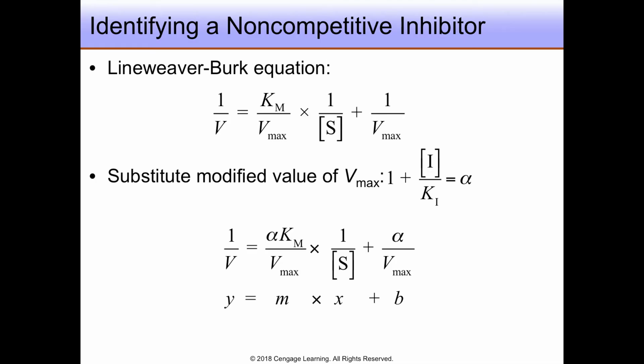Now let's see what happens to the Lineweaver-Burk equation. Since Vmax is decreased by alpha, then 1 over Vmax would be increased by alpha. We need to include the alpha term in both the y-intercept and the slope, since the term 1 over Vmax is in both. This alteration of the Lineweaver-Burk equation tells us that both the slope and y-intercept will increase.